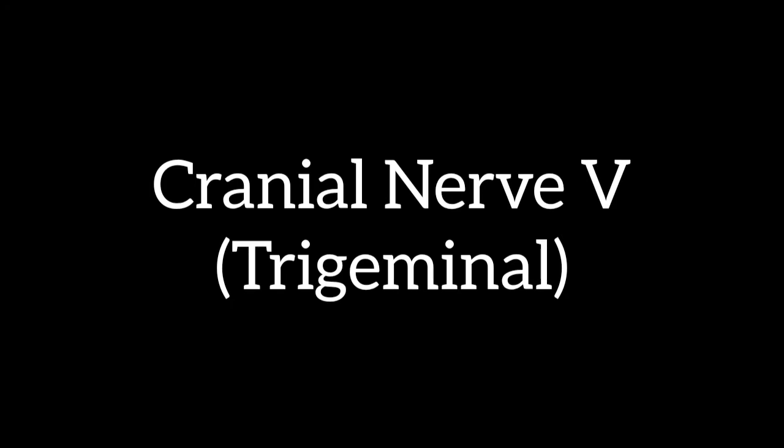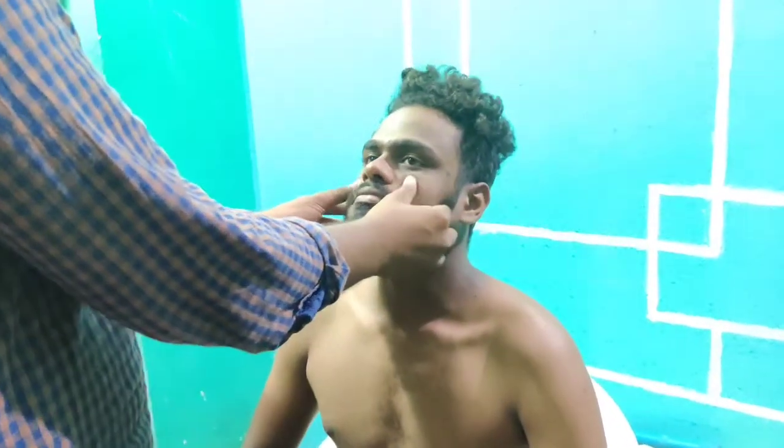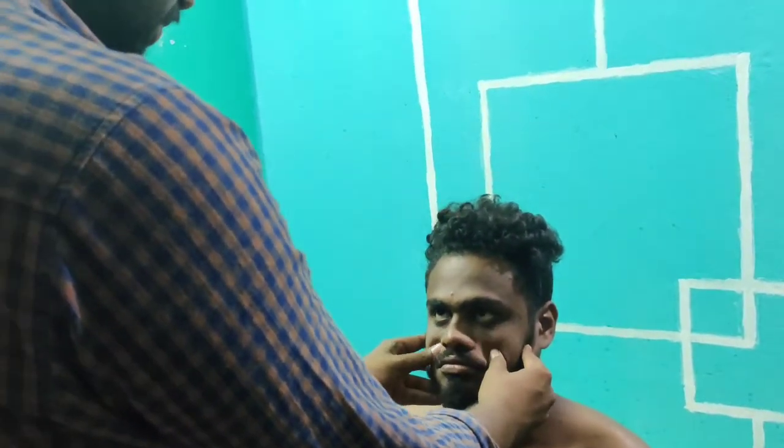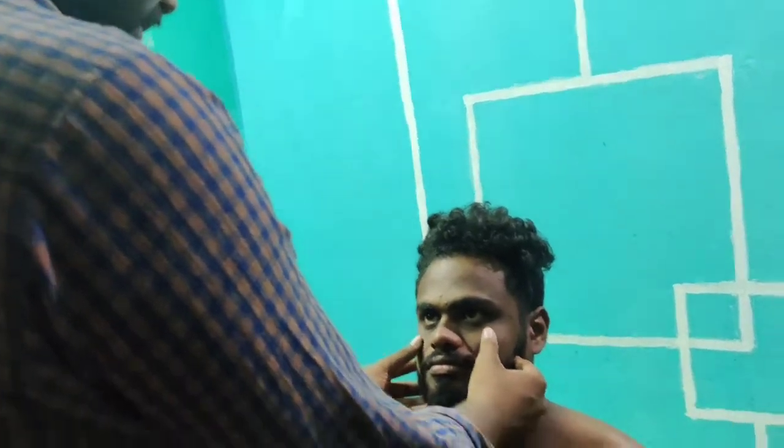And now cranial nerve 5, trigeminal. To palpate the temporal and masseter muscles, ask the patient to clench the teeth. Note the strength of the muscle contraction and ask him to move the jaw from side to side.